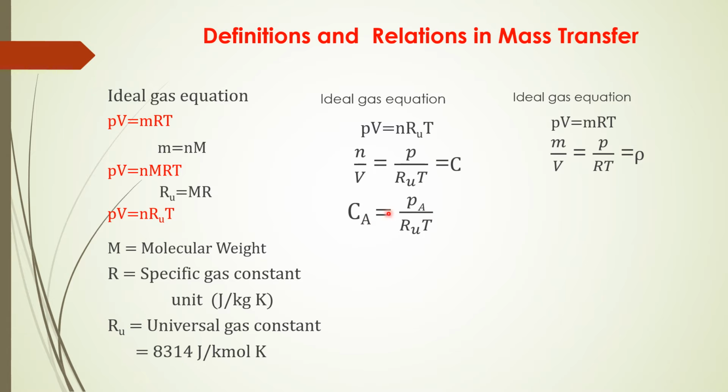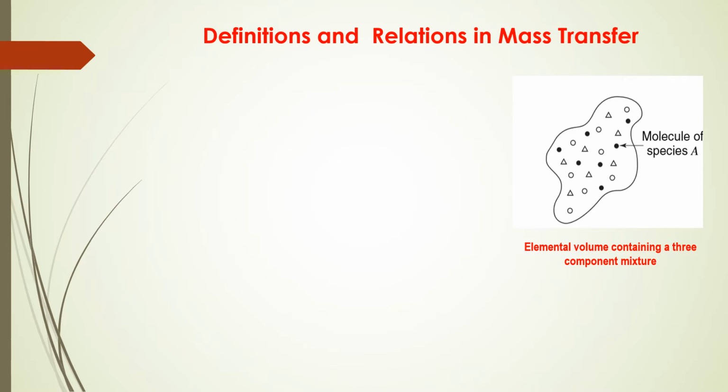So now we will have the relation between molar concentration and mass concentration. Molar concentration Ca is equal to Pa by RU into T. RU can be written as M into R. So this Pa by RT is rho A. So we can write Ca equal to rho A divided by M. That is, the molar concentration of species A is equal to mass concentration of species A divided by molecular weight of that species.